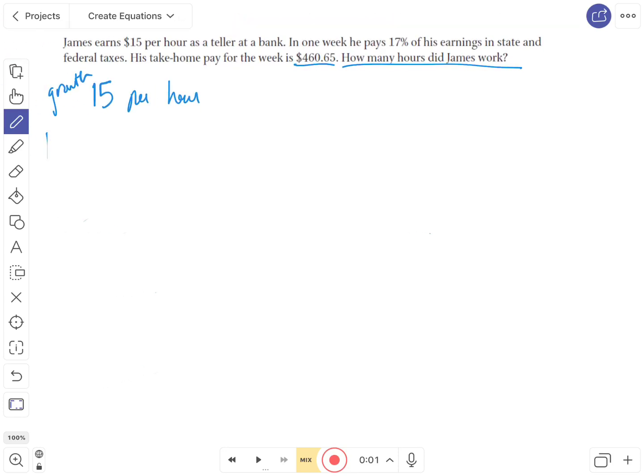We also know that he's paying 17% of his earnings in state and federal taxes. So to get his total earnings, we would take the $460.65 and add that 17% to it, wouldn't we? And that would tell us how much he earned getting paid $15 an hour. So that's kind of a basic setup, but we can't just leave this 17% like this. We've got to put it into some sort of monetary form.